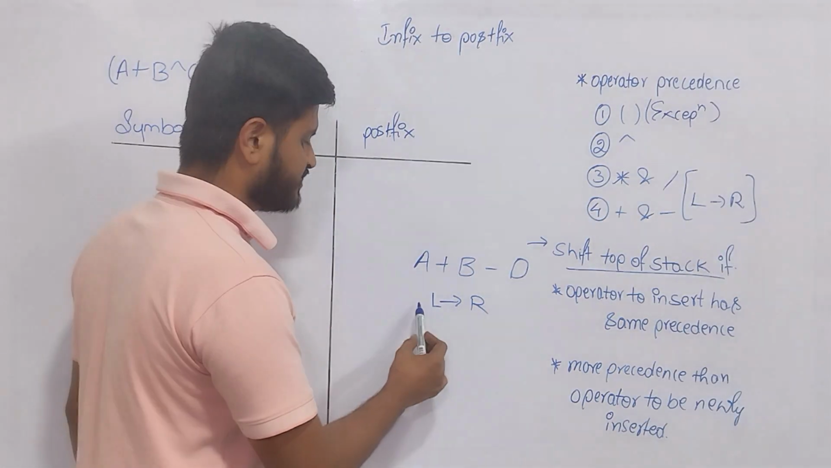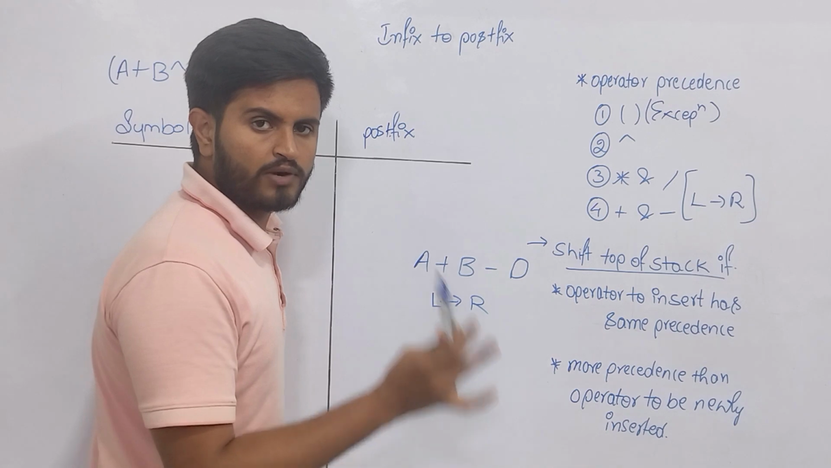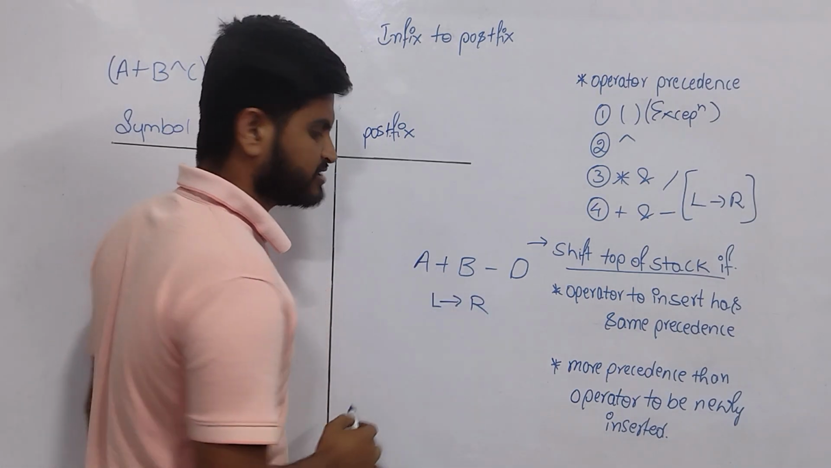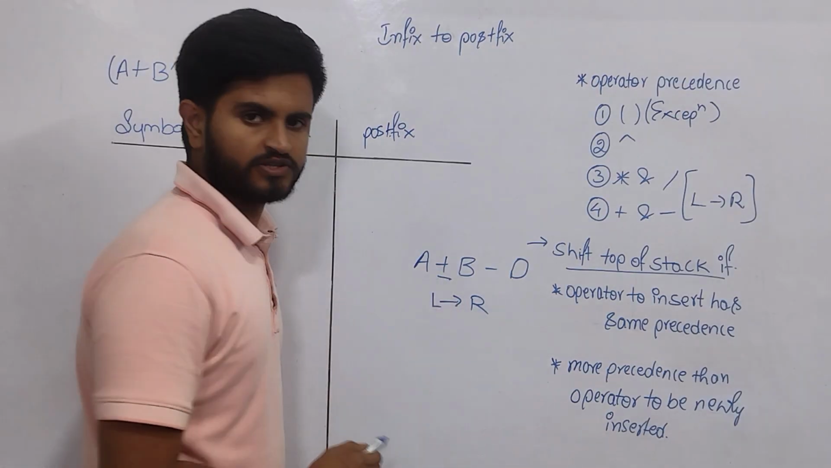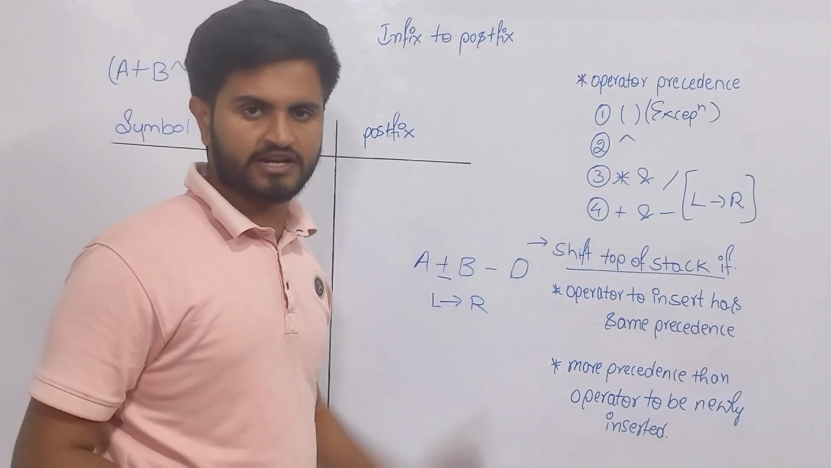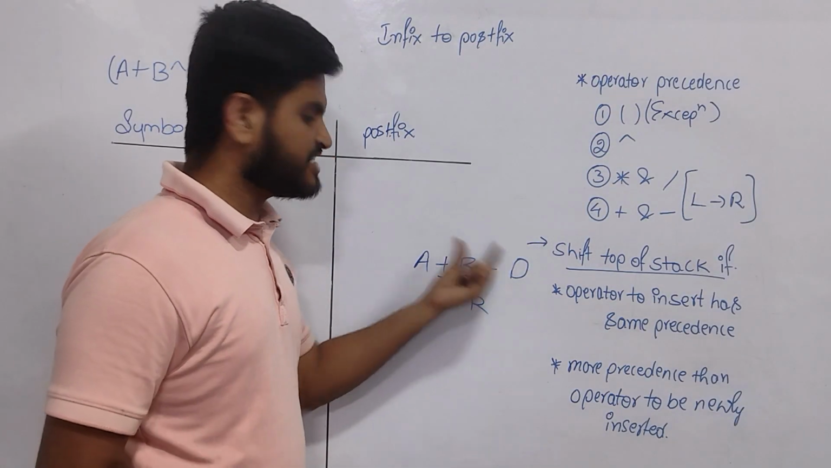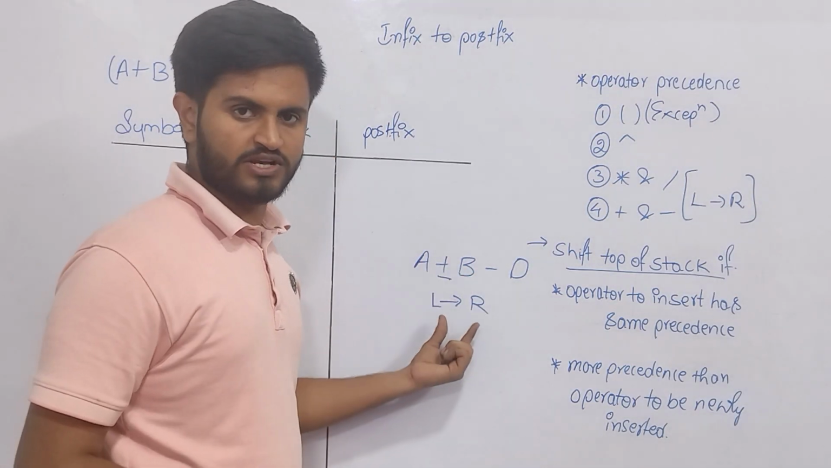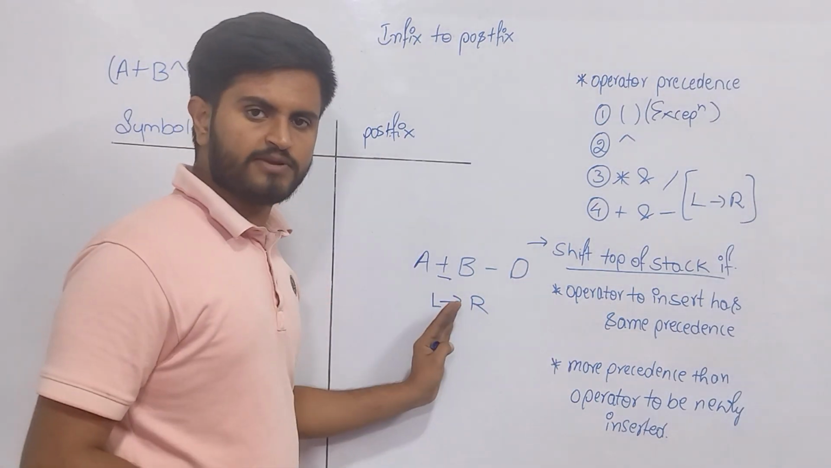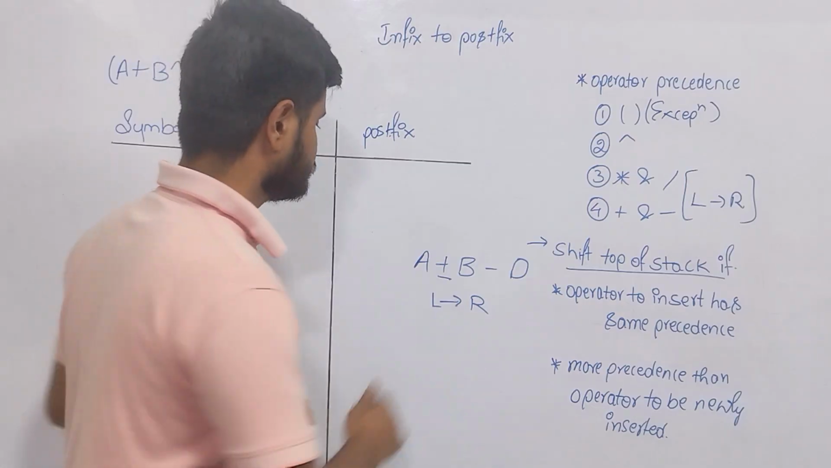When you are moving from left hand side towards right hand side, whoever comes first gets the priority. So among plus and minus, who is coming first? Plus is coming first, so plus gets the more priority. Same for multiplication and division. When multiplication and division are in the same equation, whichever comes first from left hand side to right hand side gets the precedence first.